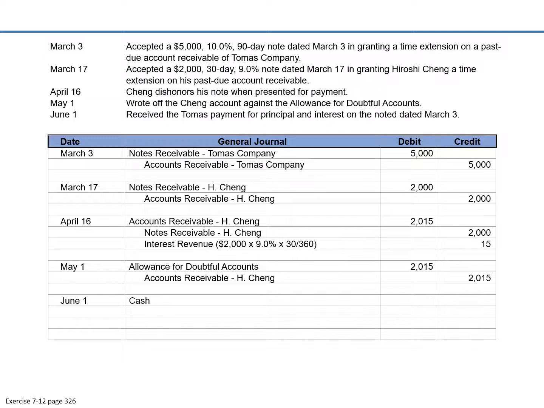Then on June 1st, Tomas's payment is received for the principal and interest on the note dated March 3rd. So our cash received is going to be equal to our notes receivable that we're going to reduce because we've received the cash for it, the principal amount. And then we need to compute the total interest on that note, which is our $5,000 times 10% times 90 divided by 360. So we have interest revenue of $125, and they paid us both the principal and interest. So our cash received is going to be the total of the two, $5,125. Okay.